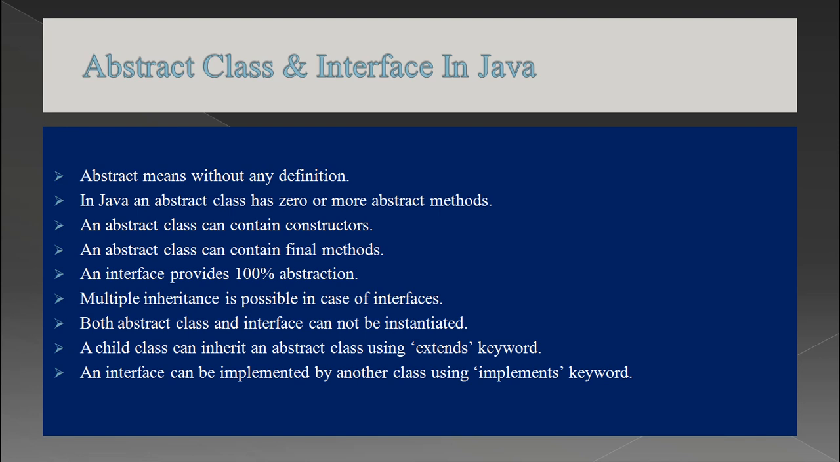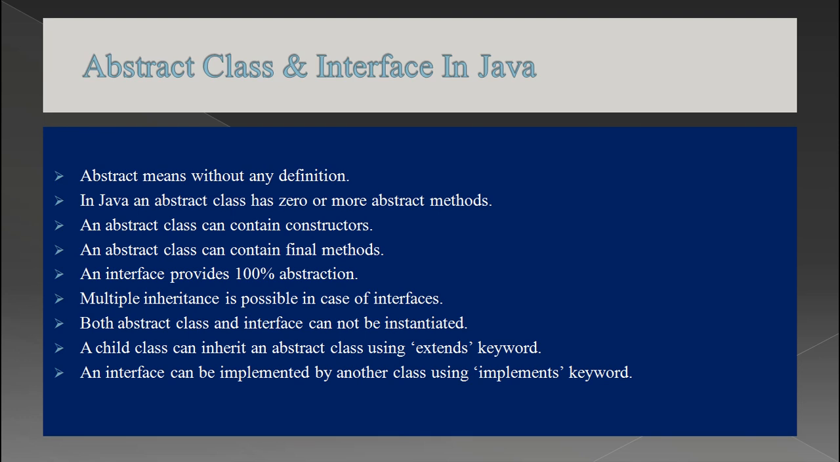So if I repeat, the abstract class can have 0 abstract methods, that is, it is possible that all the methods in the abstract class are non-abstract. Also the abstract class can contain only one abstract method, or more than one abstract method. So in summary, in Java, an abstract class can have 0 or more abstract methods.